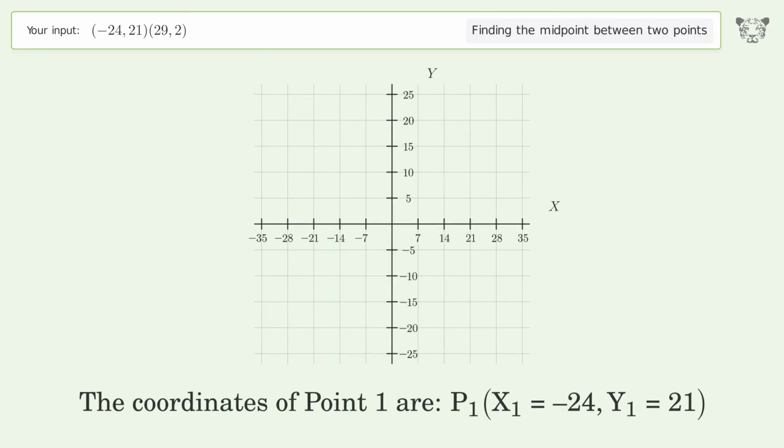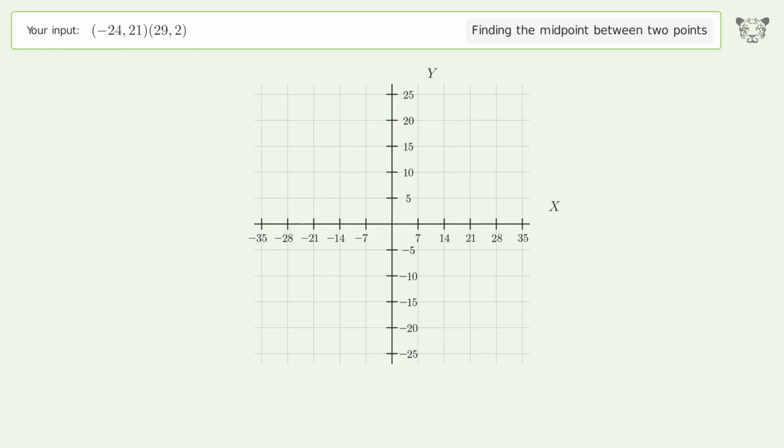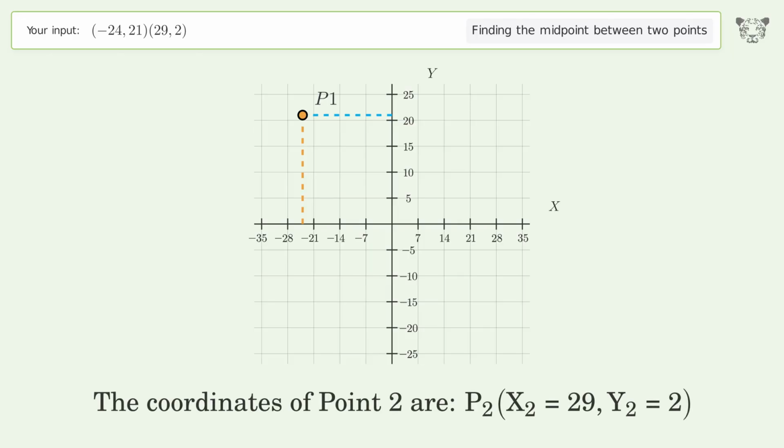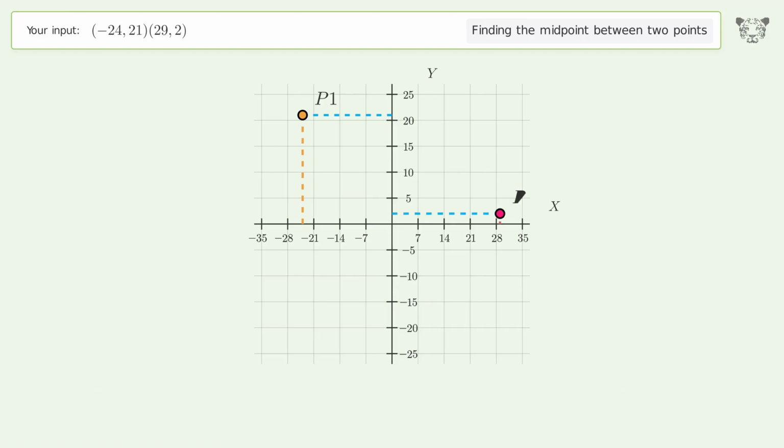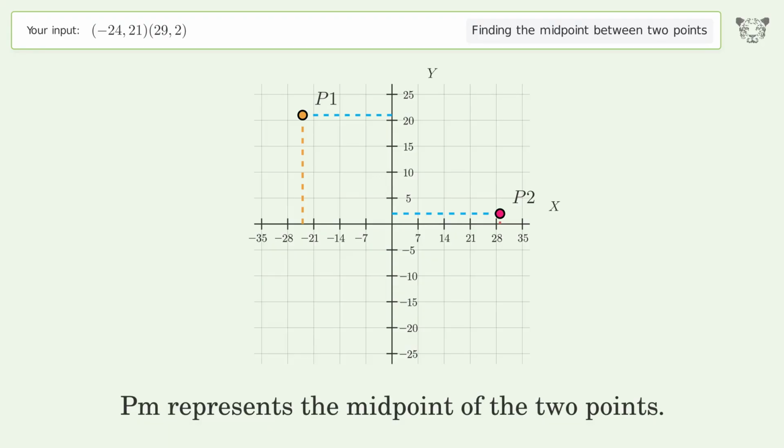The coordinates of point 1 are, x1 equals -24, y1 equals 21. The coordinates of point 2 are, x2 equals 29, y2 equals 2. PM represents the midpoint of the 2 points.